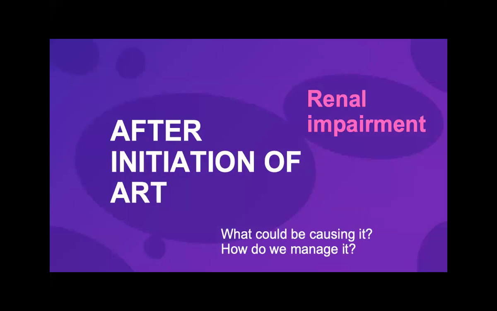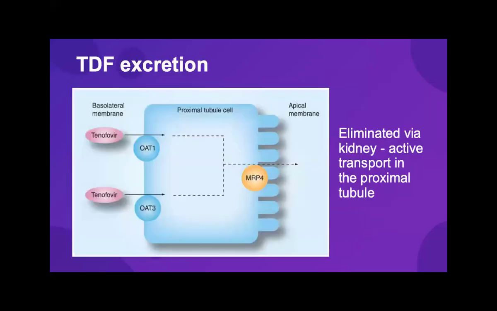So let's quickly talk about tenofovir-related nephrotoxicity. The major route of elimination of tenofovir is through the kidneys by filtration and tubular secretion, and its clearance is in the proximal tubule. Higher tenofovir plasma levels result in accumulation in these proximal tubular cells, and there's a risk of toxicity in these cells.